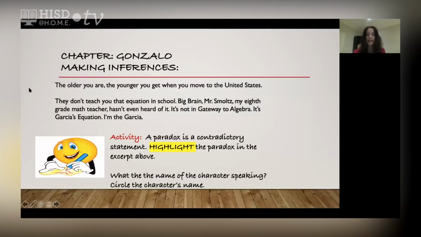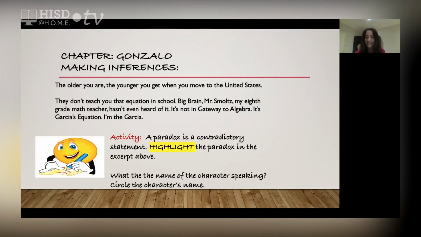Chapter 4 is entitled Gonzalo, and here we're going to focus on making inferences. The older you are, the younger you get when you move to the United States. So this is the opening line of chapter 4. The older you are, the younger you get when you move to the United States. They don't teach you that equation in school, meaning the equation of the older you are, the younger you get when you move to the United States. They don't teach you that equation in school. Big brain, Mr. Smoltz, my 8th grade math teacher, hasn't even heard of it. It's not in Gateway to Algebra. It's Garcia's equation. I'm the Garcia.